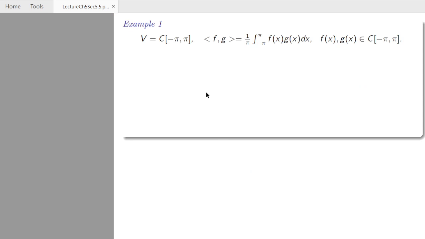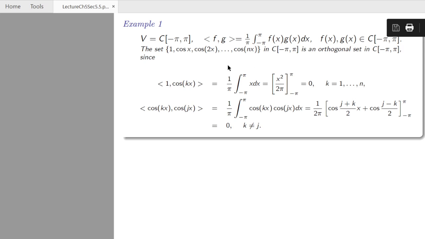Example 1. In this case, V is the set of continuous functions from negative pi to pi, and the inner product is defined by this integral. First of all, we can say this set here, the first vector is 1, the second is cosine x, then cosine 2x, up to cosine nx. This set is orthogonal. Why? Just by the definition. We look at the inner product.